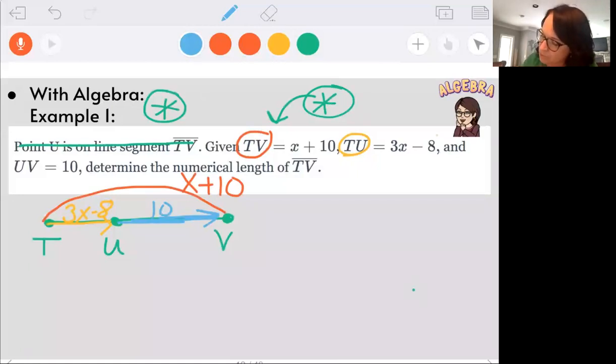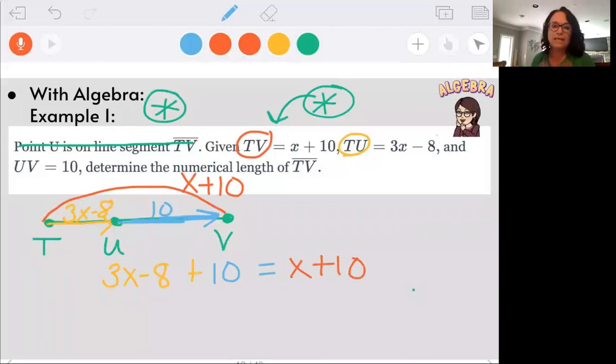You're going to grab the first piece plus the second piece has to be equal to the whole way across. You can't just throw them in however you want. And then it's algebra. So we have to remember how to do our algebra. We always combine our like terms if we have them.